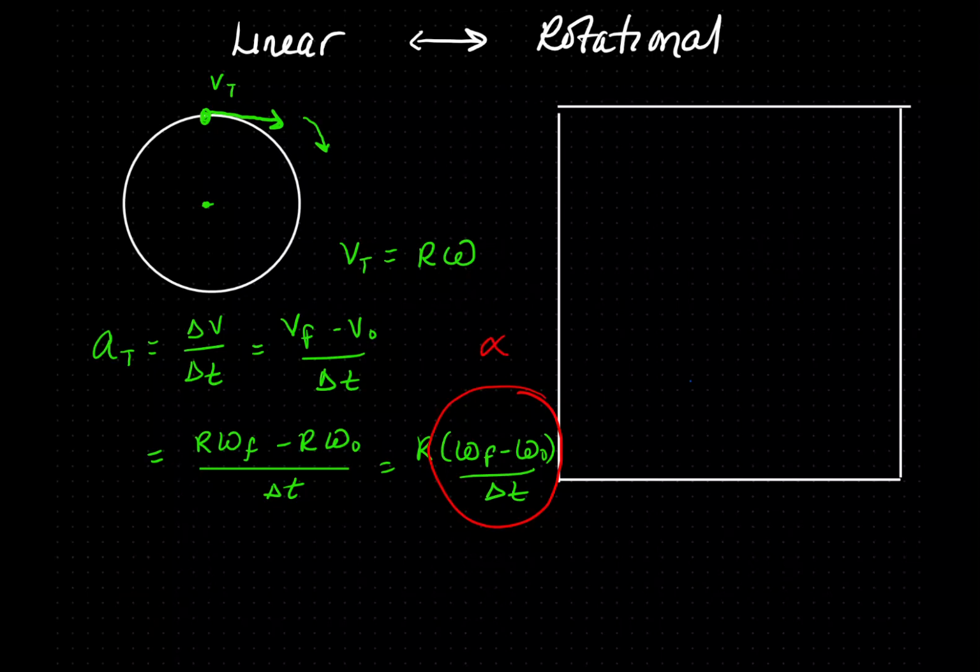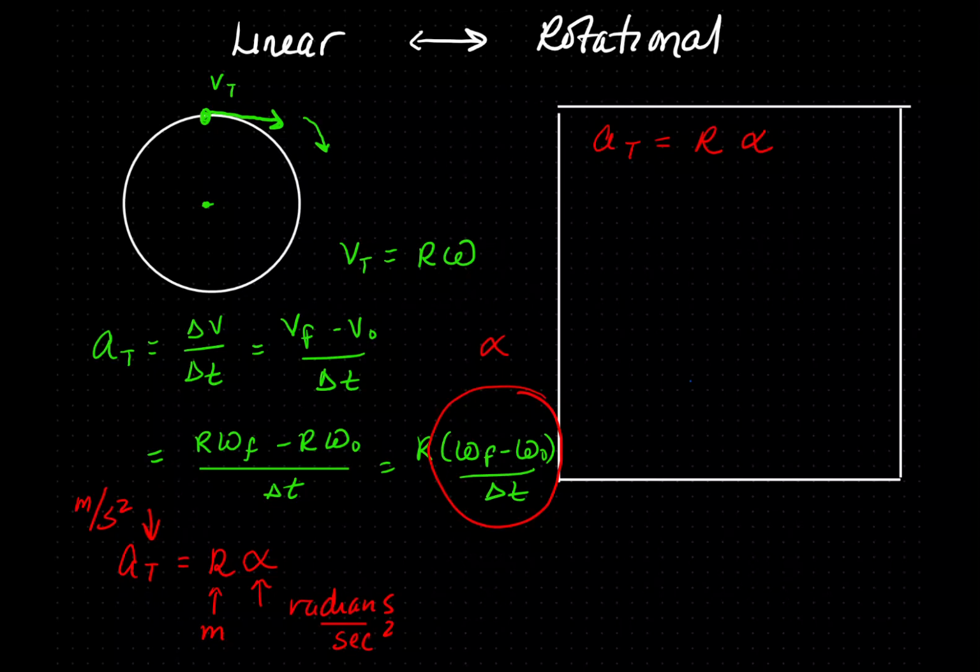So we could substitute in alpha for delta omega over delta t. So this becomes R times alpha, in which R is in meters, alpha is in radians per second squared. So acceleration tangential is meters per second squared. Tangential acceleration is the radius times the angular acceleration.